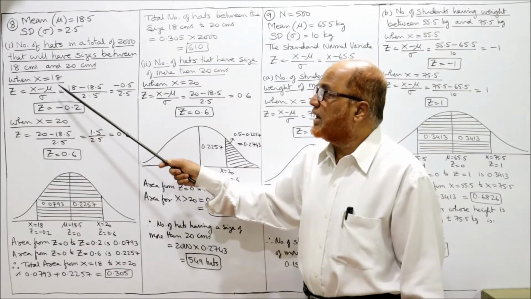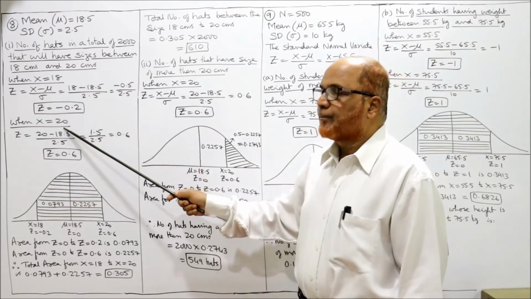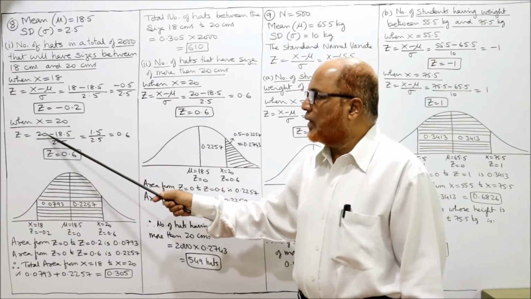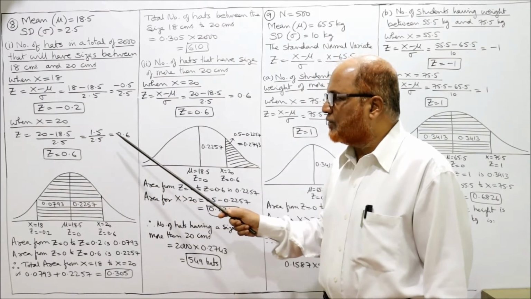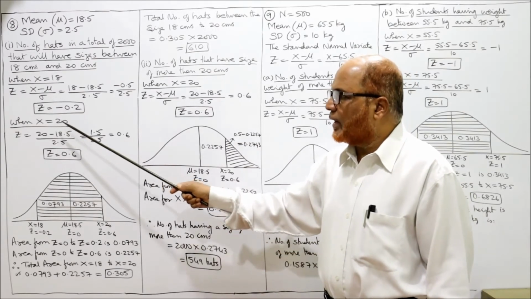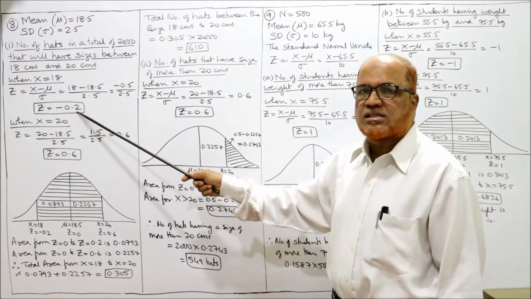When x is equal to 18, and similarly, when x is equal to 20, what is the value of z? z is equal to (20 minus 18.5) divided by 2.5, you are getting 0.6. Right? When x is equal to 20, z is 0.6. When x is equal to 18, z is minus 0.2.